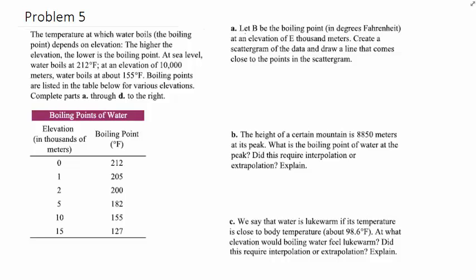Let's see. Part A, let B be the boiling point in degrees Fahrenheit. So we'll call this B. And E is 1,000 meters, so let's call this E. Create a scattergram for the data and draw a line that comes close to the points in the scattergram. Alright, so first let's create a scattergram, and we'll do this by hand, just estimating.